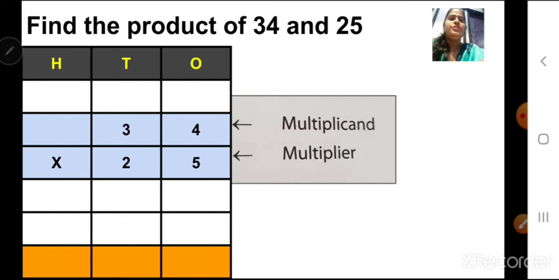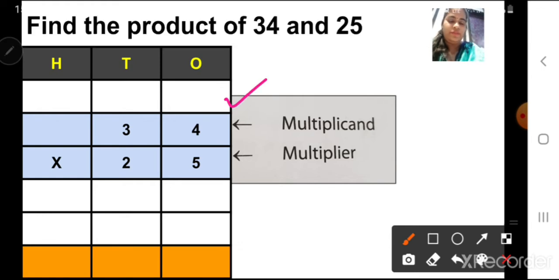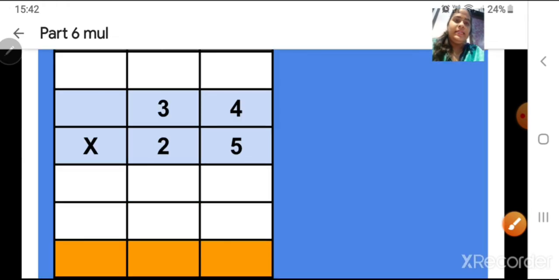First you are going to draw the columns, you are going to write the place value, and because the sums are with carryover we are going to leave one line for the carryover. We are going to leave this line for the carryover. Here number 34 is our multiplicand and number 25 is our multiplier. Okay, so let us multiply.